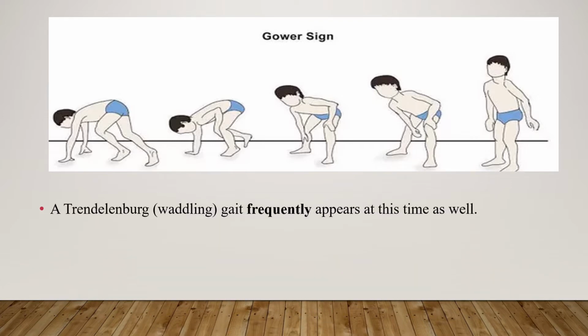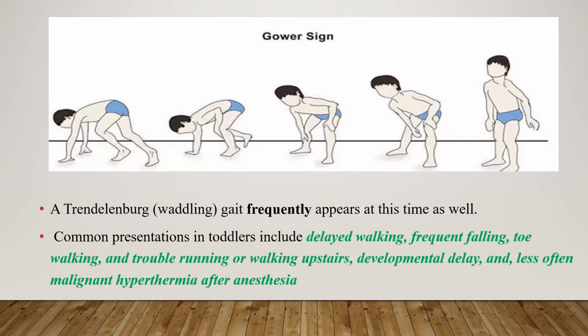A Trendelenburg gait or a waddling gait is frequently seen, and it appears at this time as well, around 3 to 4 years of age. The common presentation in toddlers includes delayed walking, frequent falling, toe walking, trouble running or walking upstairs, developmental delay, and less often malignant hyperthermia after anesthesia.